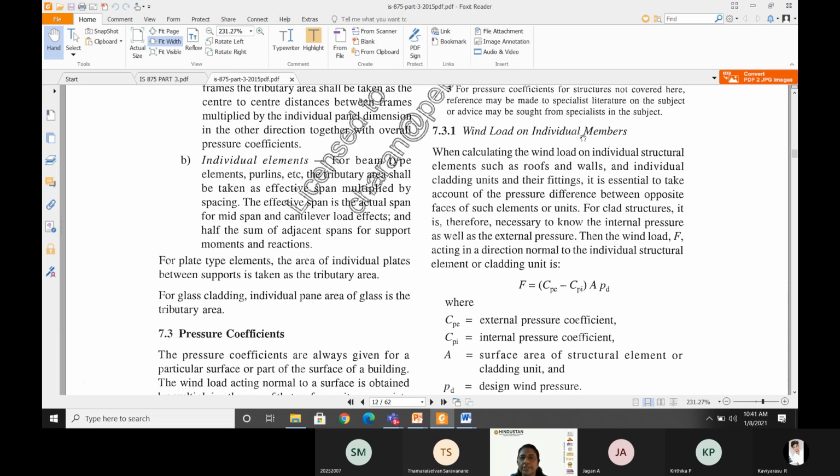Wind load on individual members. When you calculate the wind load on individual members, you have an equation here: F is equal to CPE minus CPI into A into PD, where F is the wind load acting in a direction normal to the individual structural element or cladding unit. You should remember this equation: F is equal to CPE minus CPI into A into PD.